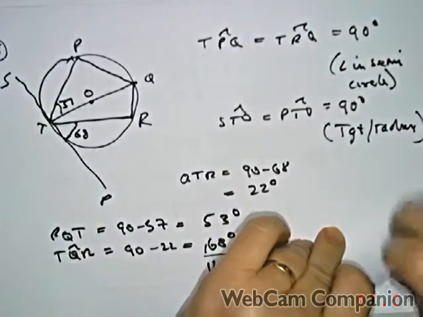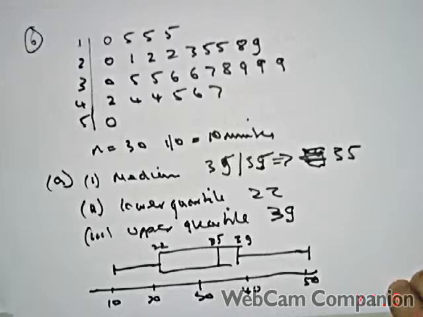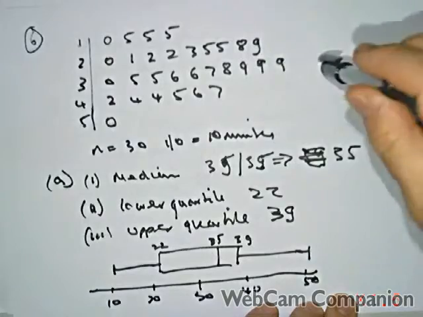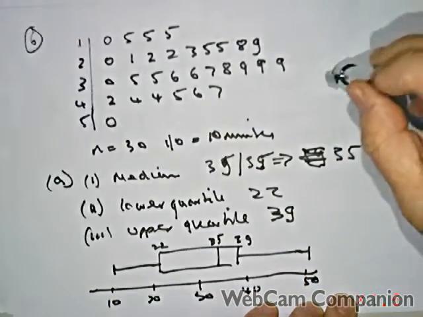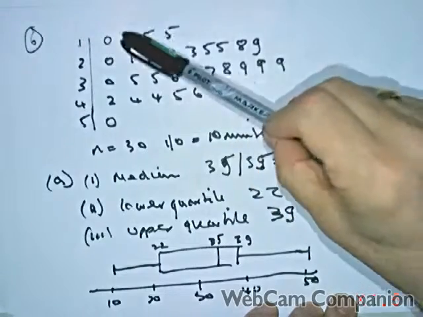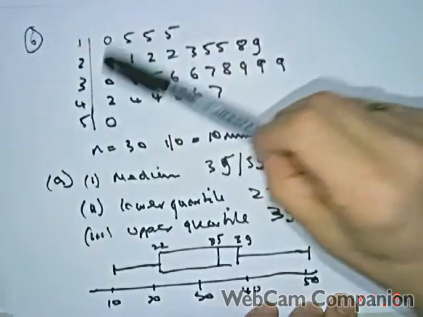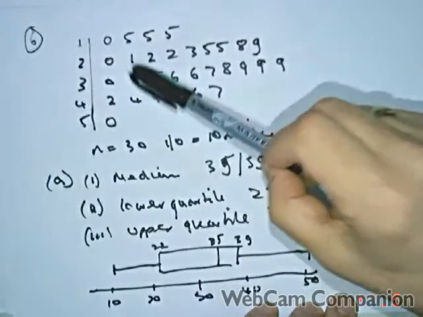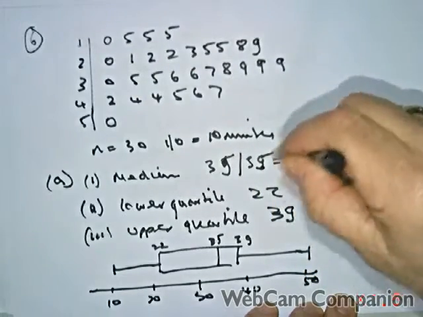We're still going strong, I hope. Number 6 was stem and leaf. So there's the stem and leaf there. You have to find the median. Well, there's 30, so the median is going to be between 15 and 16. So if I go from here, 1, 2, 3, 4, they're getting bigger. 5, 6, 7, 8, 9, 10, 11, 12, 13, 14, 15 and 16 are both 35.